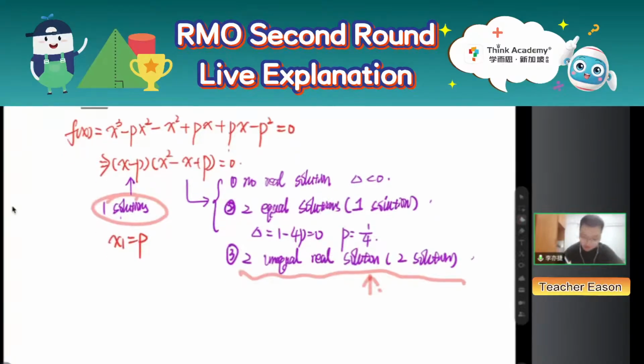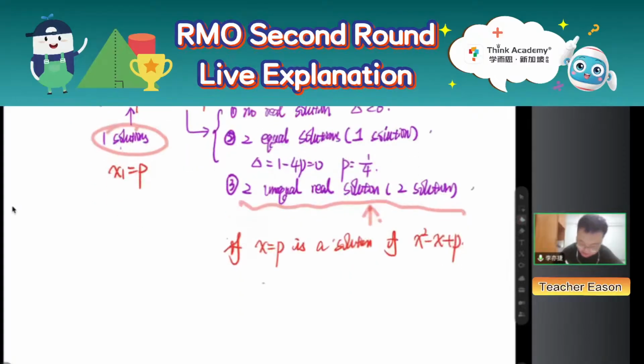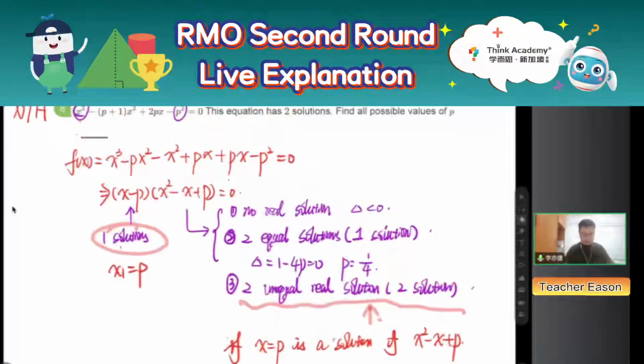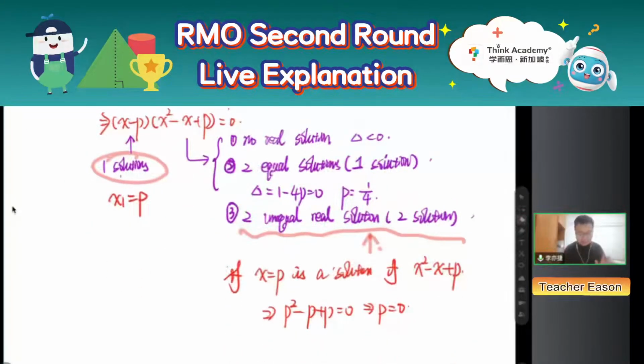Right? So now in this case, if there are in total 2 solutions, and x equals p is a solution of x squared minus x plus p, then we have p squared minus p plus p equal to 0, so p equals 0. So now if p equals 0, then this equation actually makes p one part of it.